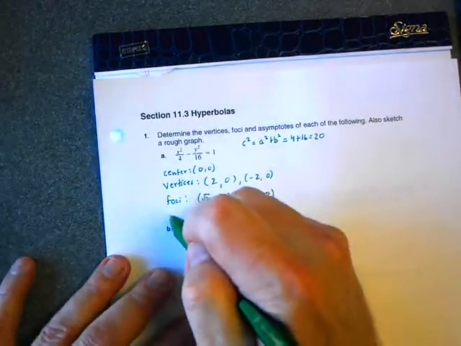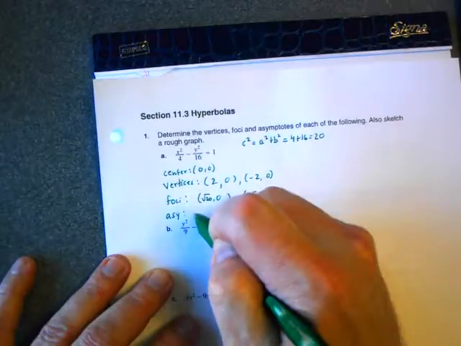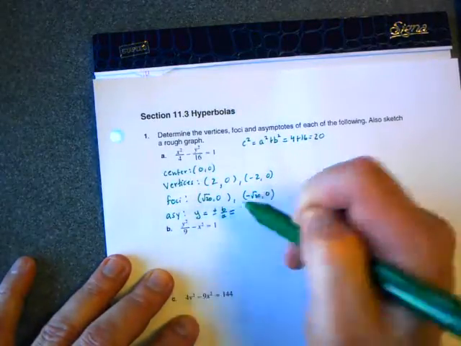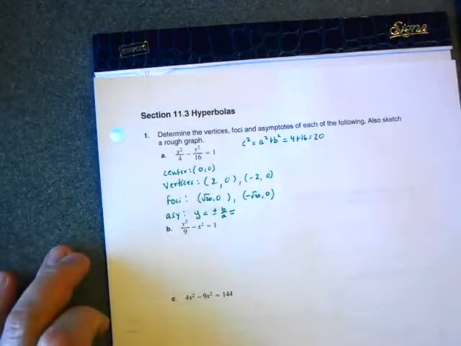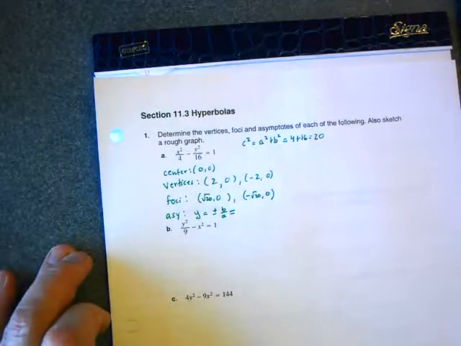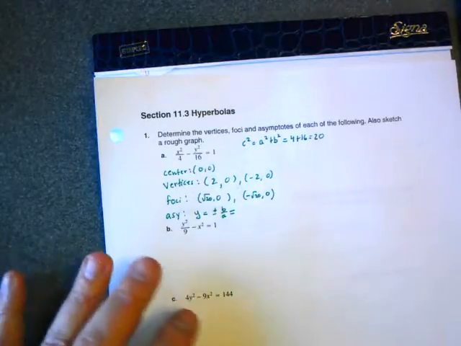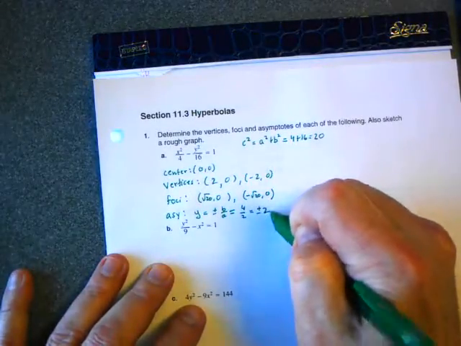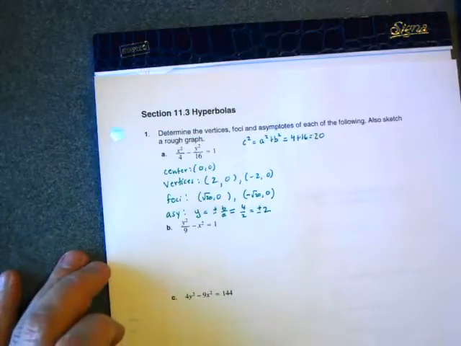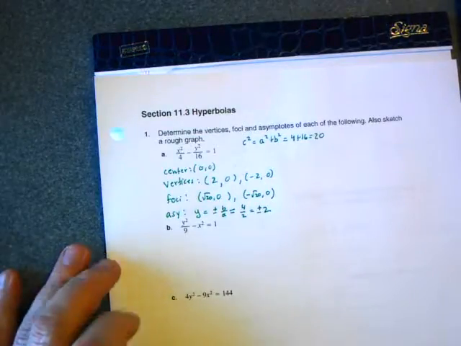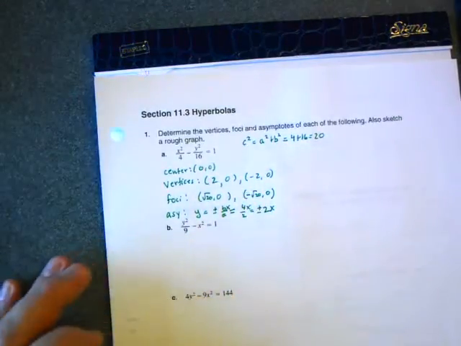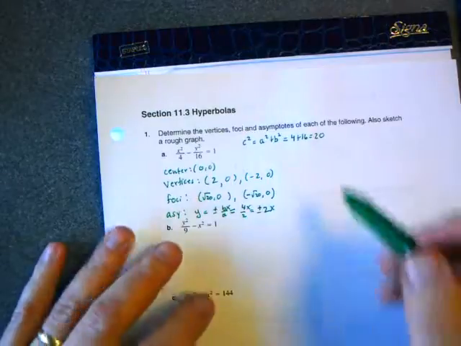And then our asymptotes. Y equals plus or minus B over A. What's the B number? 4. And the A number? 2, so that's plus or minus 2 X. I should have X's in front of them. Y equals plus or minus 2x. I need an X for it to be an asymptote equation.